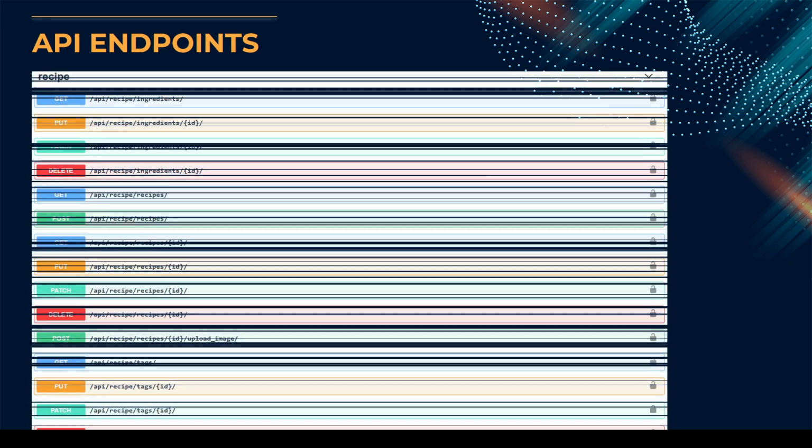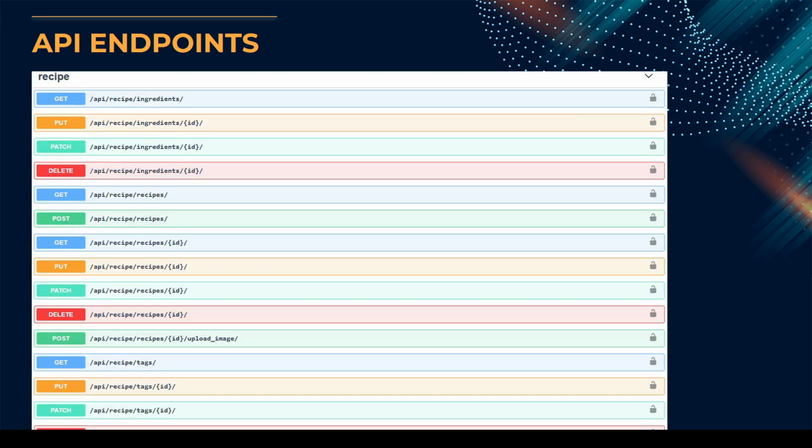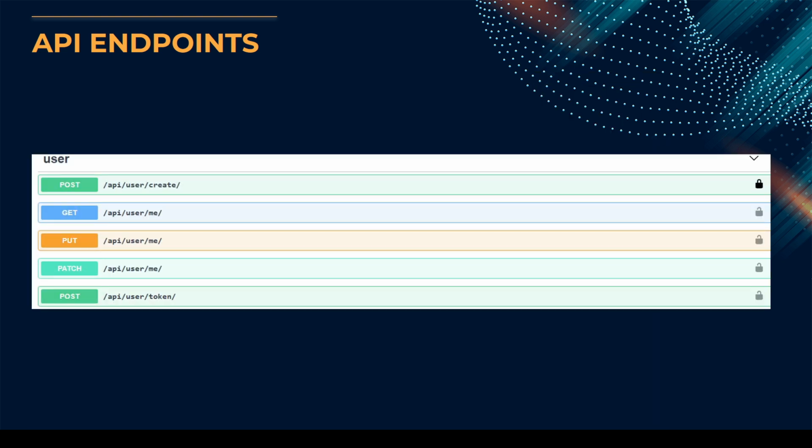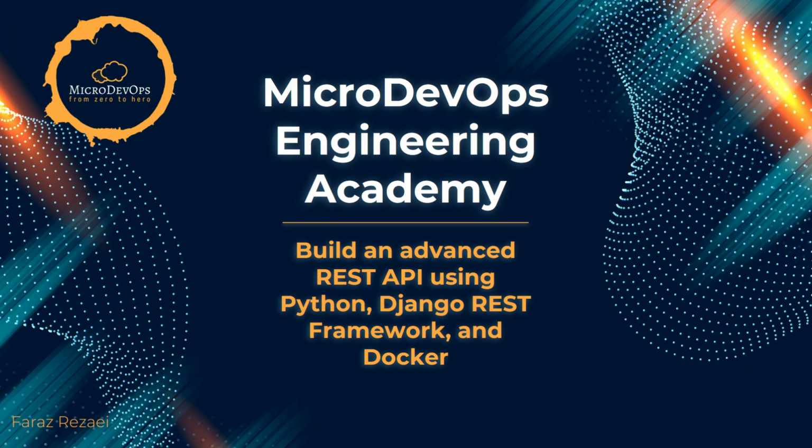This is a view of the Swagger UI page that we are going to be creating, and it contains all of the endpoints. Here are the endpoints related to the recipe API, and here are the endpoints related to the user API. This allows us to create a user and also create an authentication token so the user can log in. So that's an overview of the app we are going to be building.